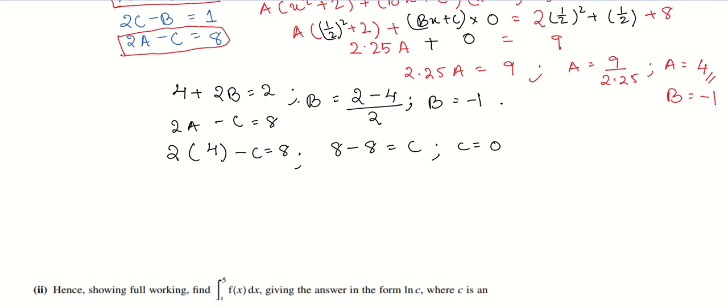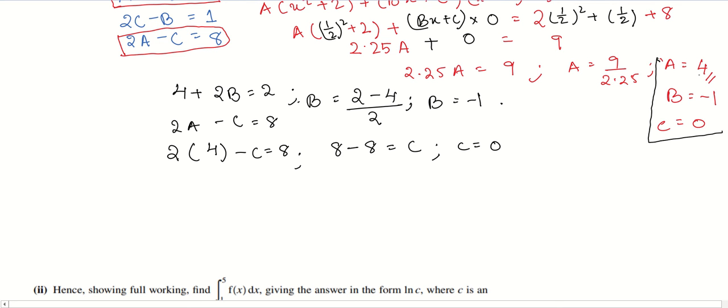So you need to show this, all right? These are your solutions, okay? a equals 4, b equals minus 1, and c equals 0.